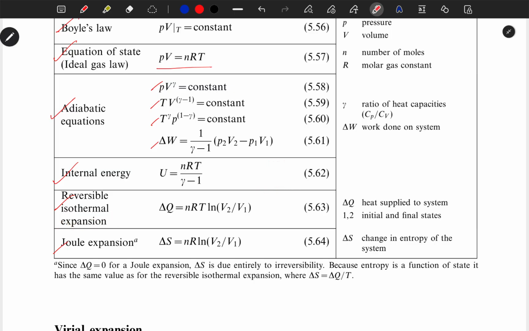Reversible isothermal expansion: delta Q equal to nRT ln V2 by V1. Delta S equal to nR ln V2 by V1. So if you compare the first term in the equation, the dimension of S equals nR or capital N kB, and the dimension of energy equals nRT.